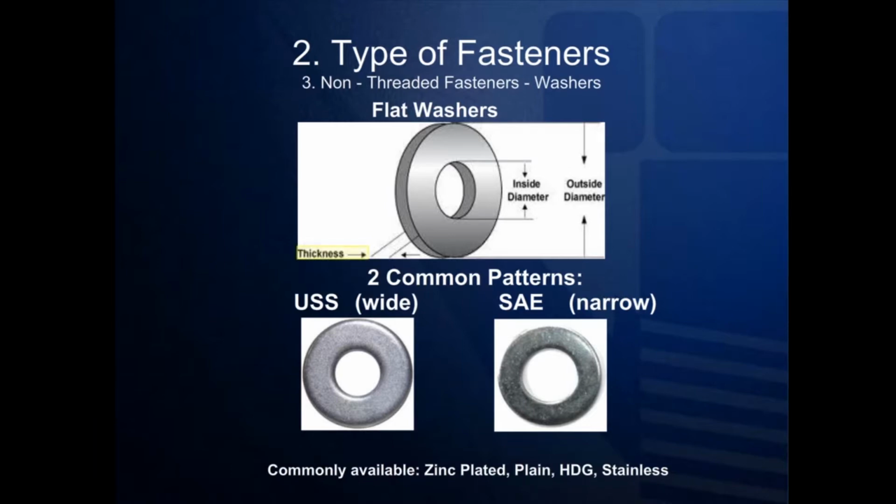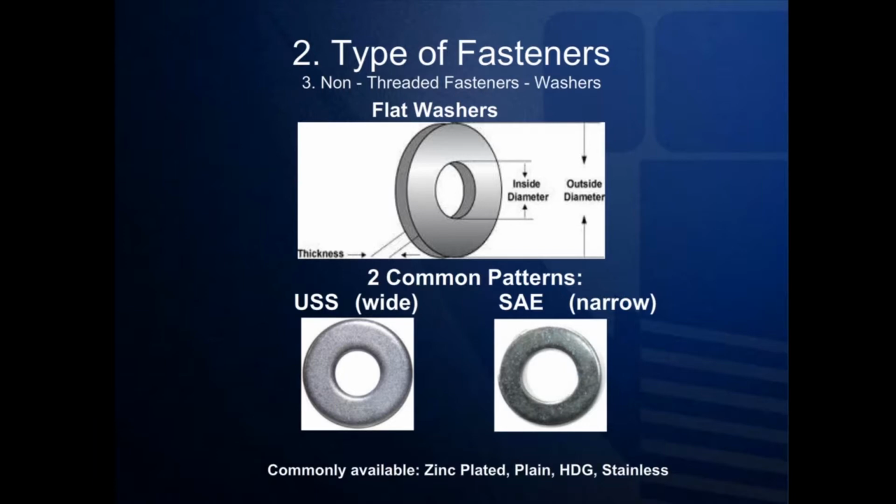Fortunately, the USS and SAE patterns are two very common styles that exist to make ordering flat washers easy. Although it may be a little bit difficult to imagine from these pictures, the primary difference between the two is that the USS pattern has a larger outside diameter than the SAE pattern. Imagine it this way. SAE stands for the Society of Automotive Engineers, right?